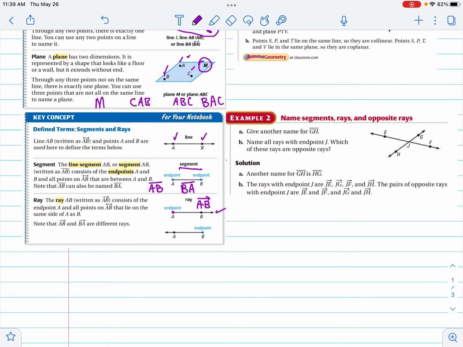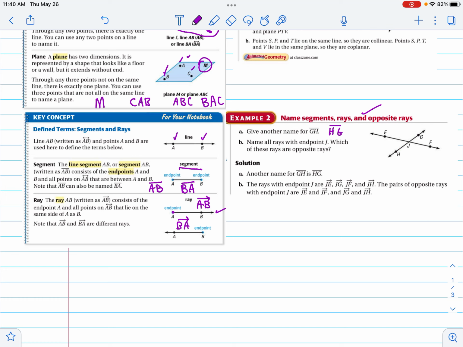So this one is starting at A and it's going on to infinity. This one down here, it starts at B. So I'll put B first, and it goes on forever through A. So now, these are rays. Okay, so let's see how we could use this information. So we're over here on this example 2, and it says, give another name for GH. Okay, so this line segment right here. Well, GH, that could be HG. Okay, so there's no problem there.